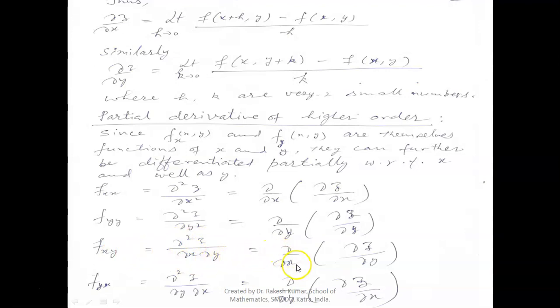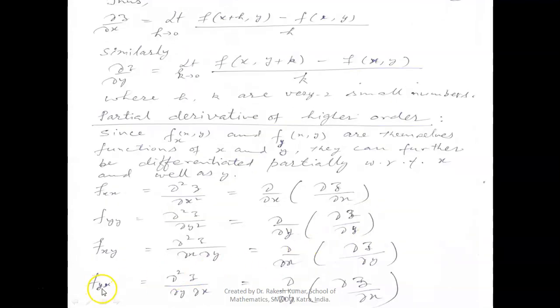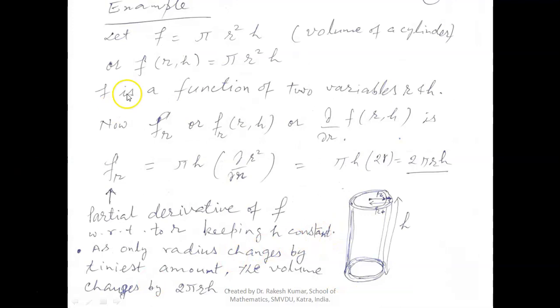It can also be obtained like this: first we obtain del del y of z and then differentiate that with respect to x. And fyx is equal to del square z upon del y del x, which is del del y of del del x of z. Okay, so this was regarding the definitions of partial derivatives and second order derivatives. Similarly, we can have higher order derivatives, third and more orders.